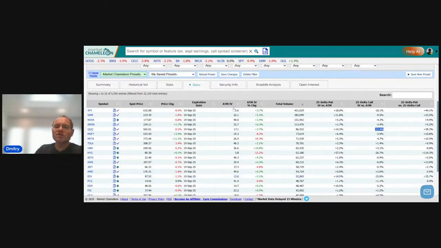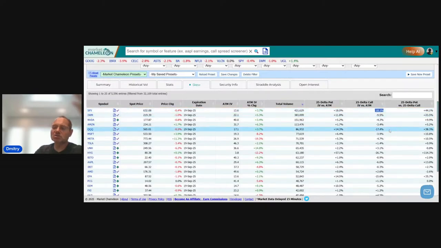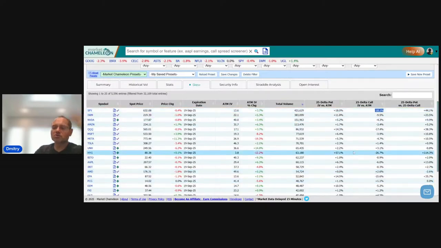So instead of comparing the put to at the money and the call to at the money, what if we wanted to compare the put implied volatility, and is it higher or lower than the call? By how much, right? So what we wanted to do is one metric.